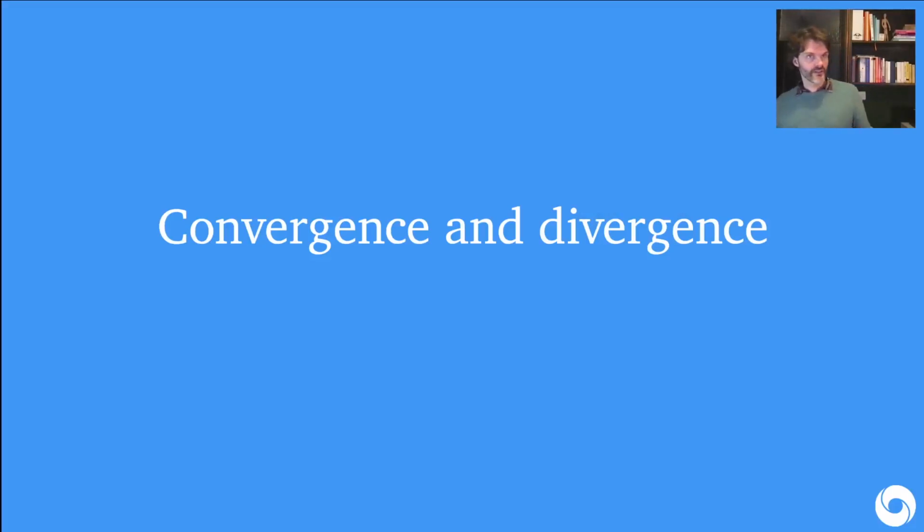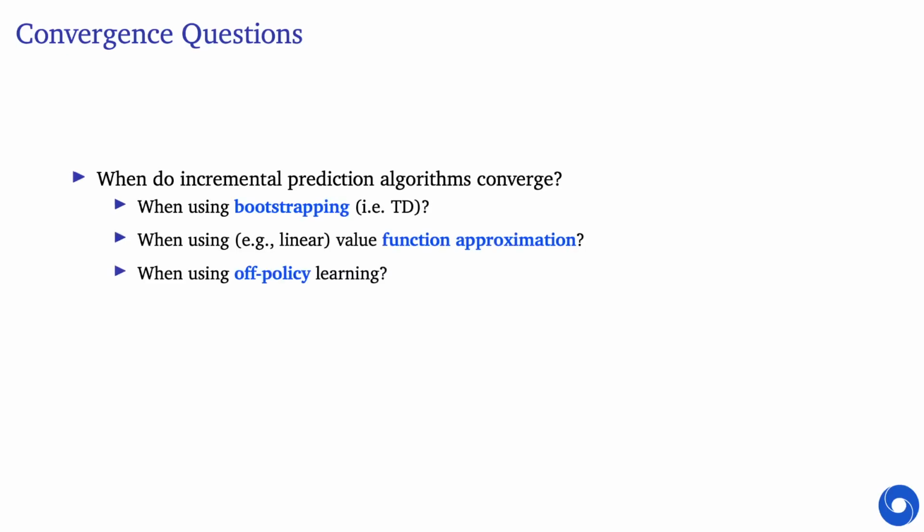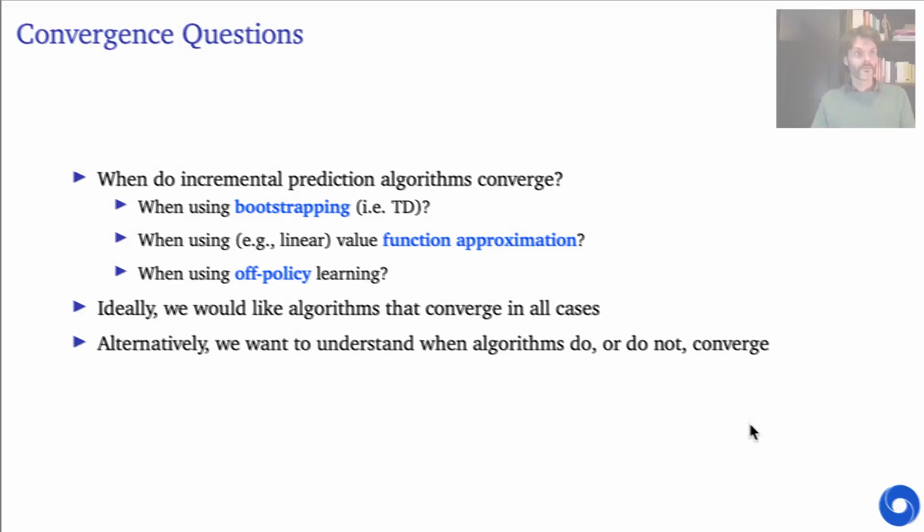Now we're going to talk more generally a little bit about convergence and divergence of these algorithms. So when do these algorithms converge? What do we mean with convergence? We mean that they find a solution reliably, that they find some sort of a minimum of something. So do they converge when you bootstrap, when you use function approximation, when you learn off-policy? And it turns out it's a little bit subtle, it's not always the case. Ideally, we want algorithms that converge in all of those cases. Or alternatively, we want to understand when the algorithms converge and when they do not, so we can avoid cases where they do not. And we'll talk about this at some length now.